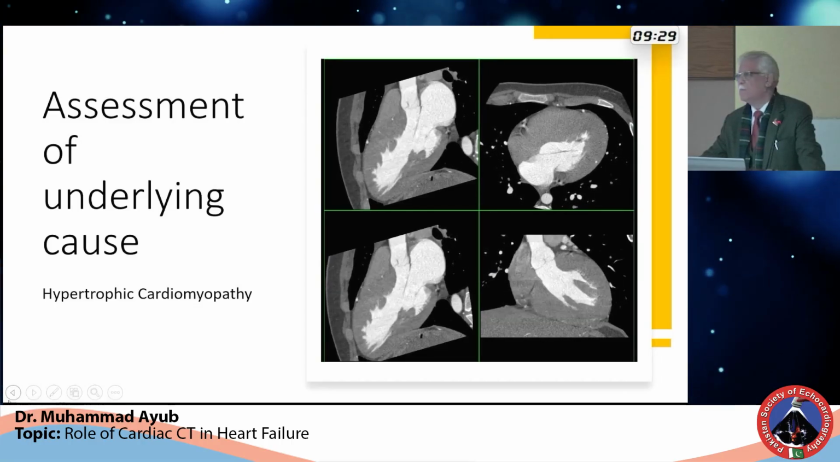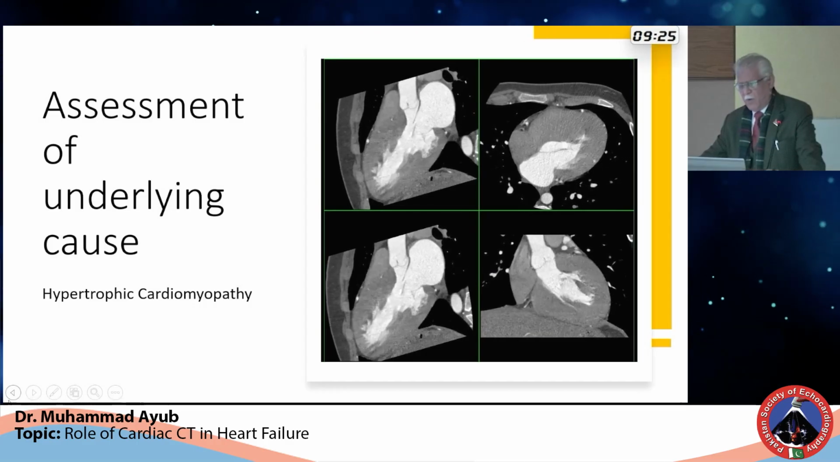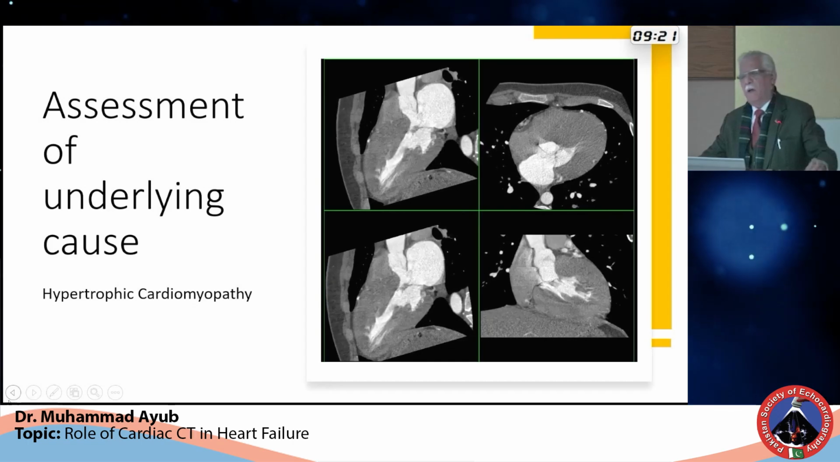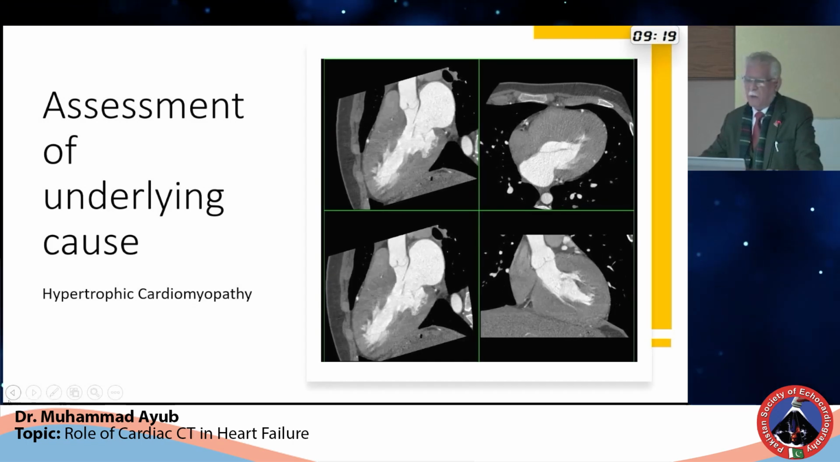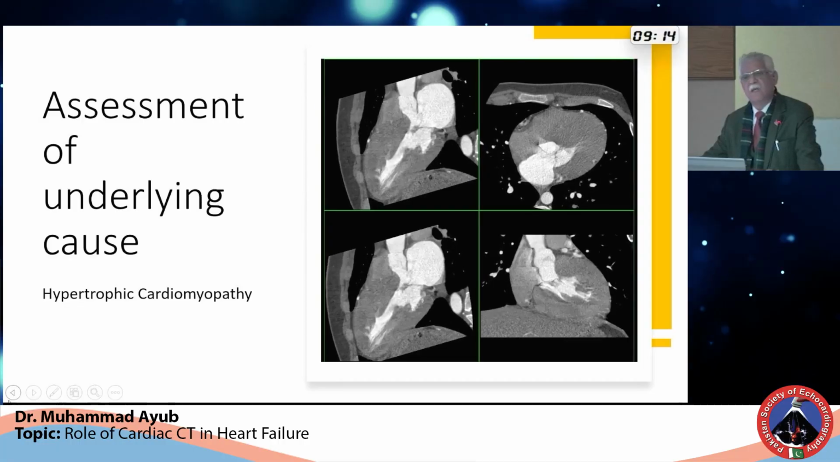You can see mitral anterior motion. You can appreciate asymmetric septal hypertrophy. All these findings may be seen with cardiac CT as well.